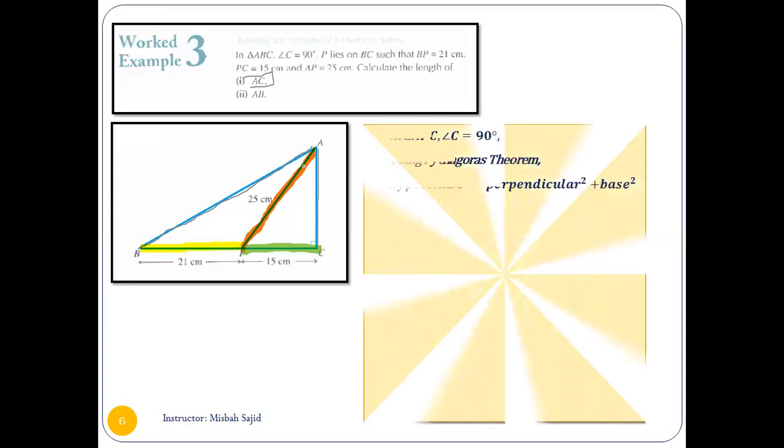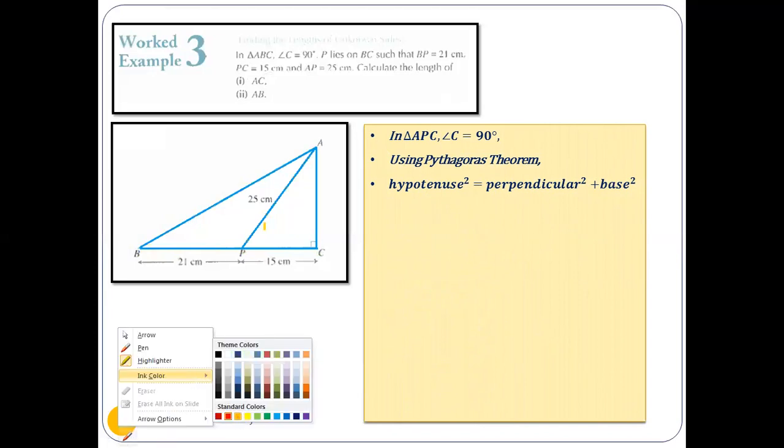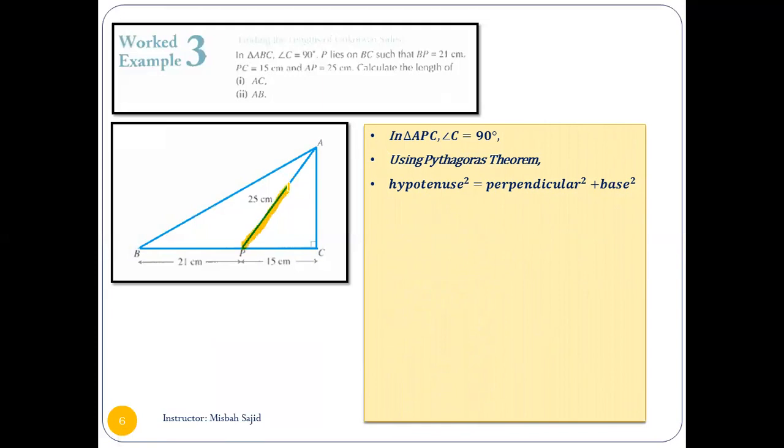We will use this triangle only. Just wait and have a look. We will use this triangle, triangle APC. We will use only this triangle, triangle APC. Here it is written clearly that in triangle APC, angle C is equal to 90 degrees. Using the Pythagorean theorem, hypotenuse square is equal to perpendicular square plus base square.